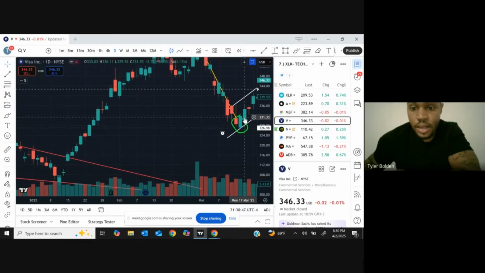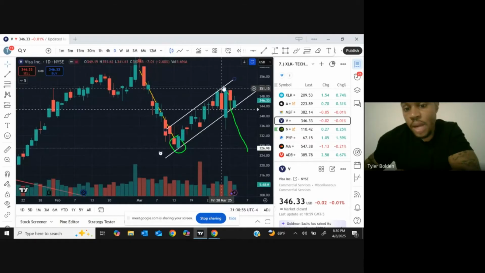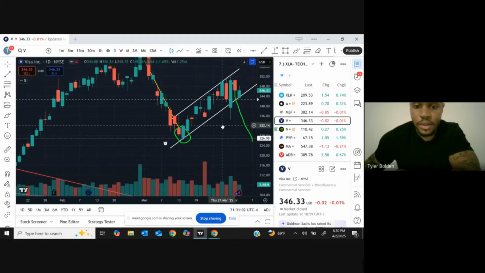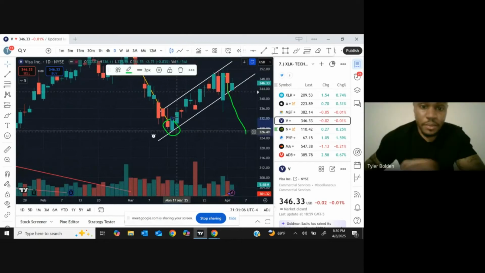I could have entered right there at 331 and stayed in that play, kept playing the upside, knowing that eventually we were probably going to have to fall back down, because nothing just goes straight down and comes right back up perfectly. That rarely happens. So yeah, all right, so this is the candlestick pattern right there.